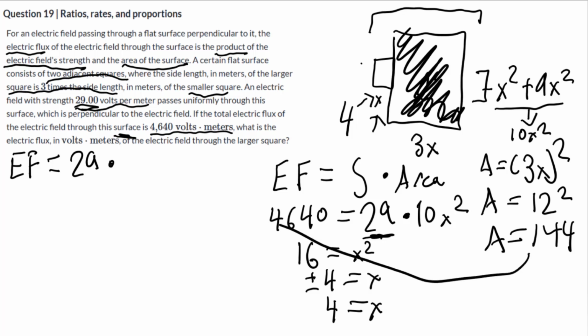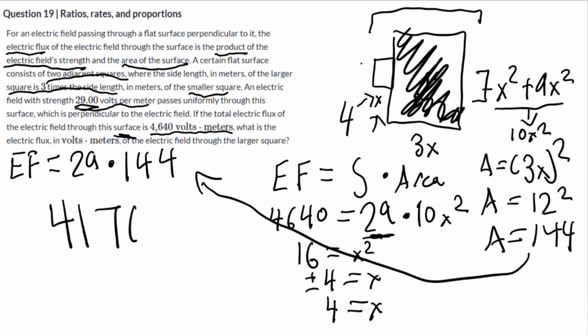We can substitute this value in for the area, and we get 29 times 144. We do 29 times 144. We get 4,176, and that is our answer.